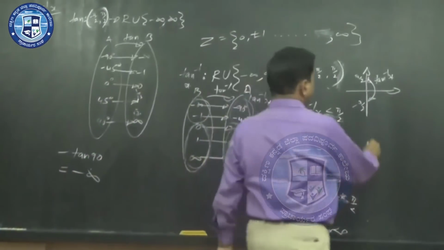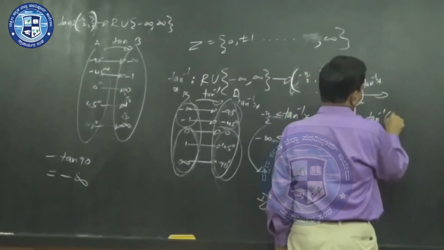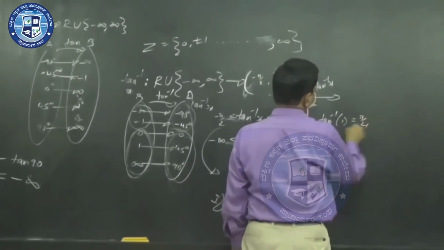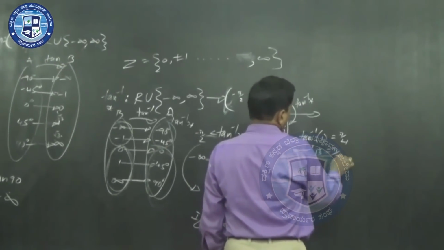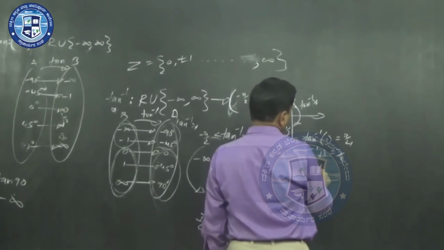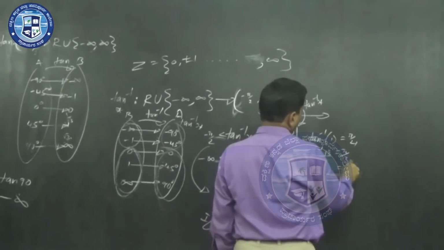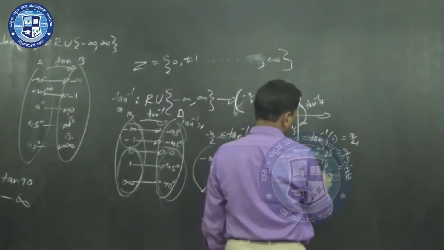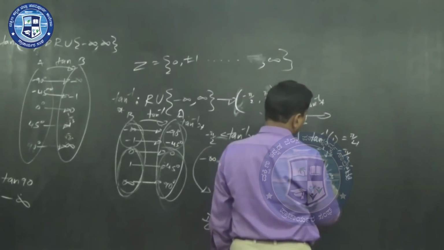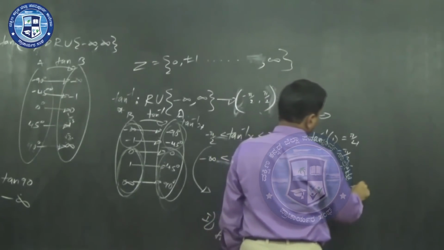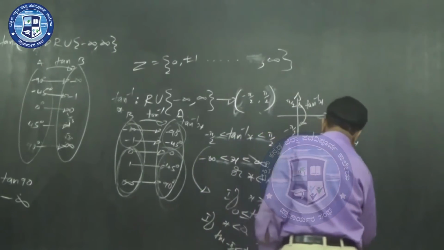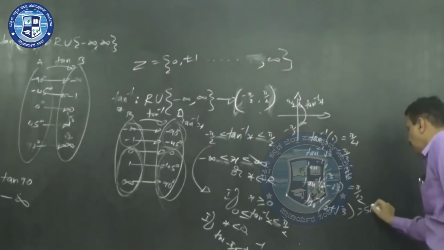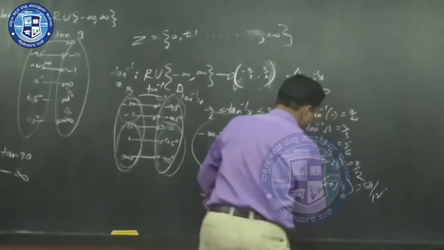Let us take different examples. Tan inverse of 1, that's equal to pi by 4. Tan inverse of root 3, that's equal to pi by 3. Tan inverse of 1 by root 3, that's equal to pi by 6. Tan inverse of 2 minus root 3, that's equal to pi by 12. Tan inverse of 2 plus root 3, that's equal to 5 pi by 12, and so on.